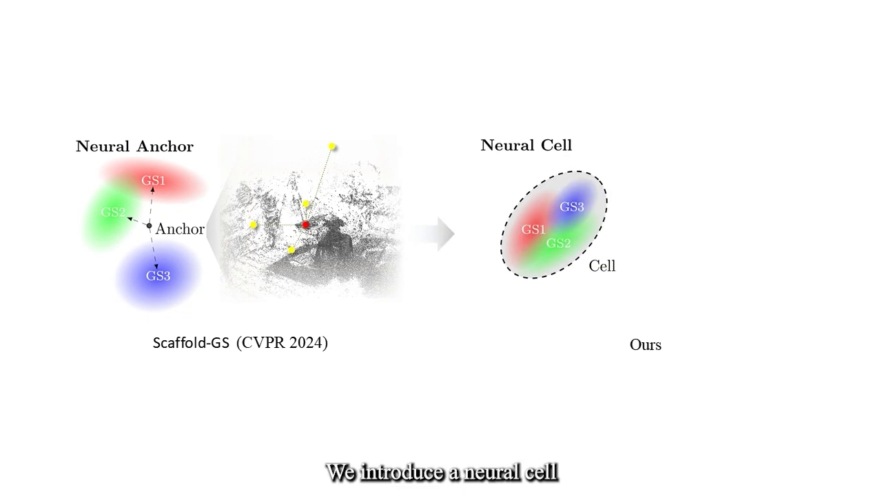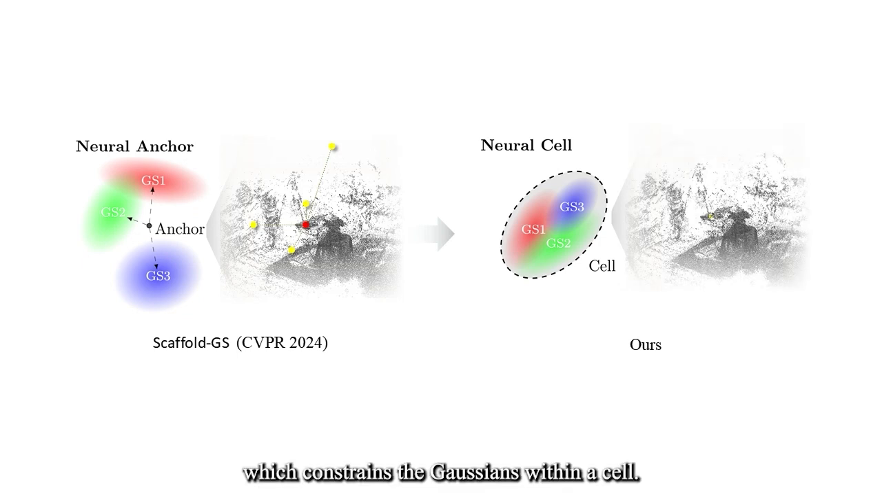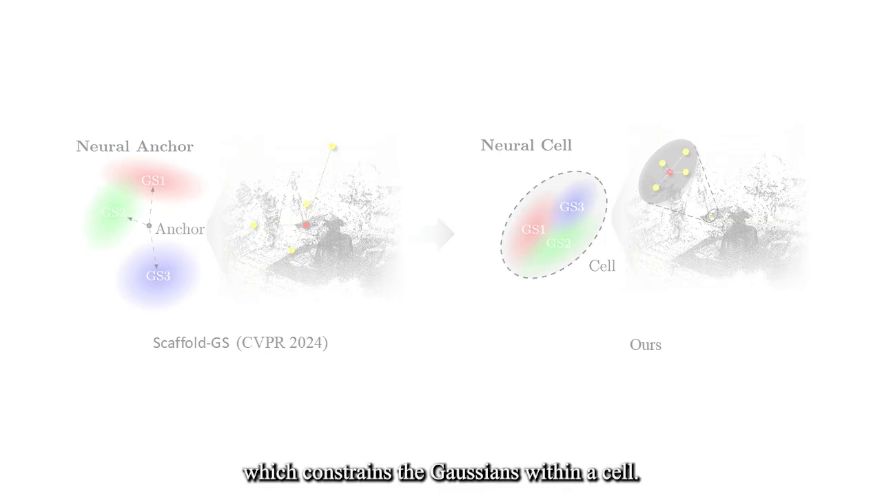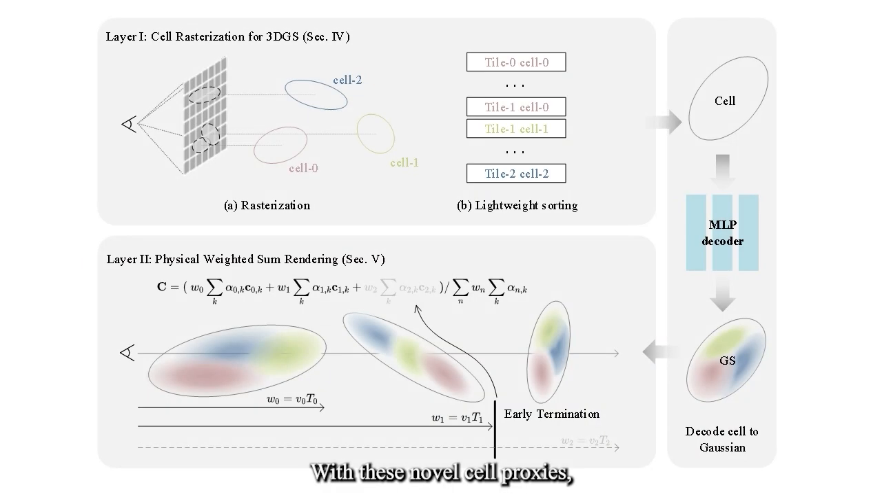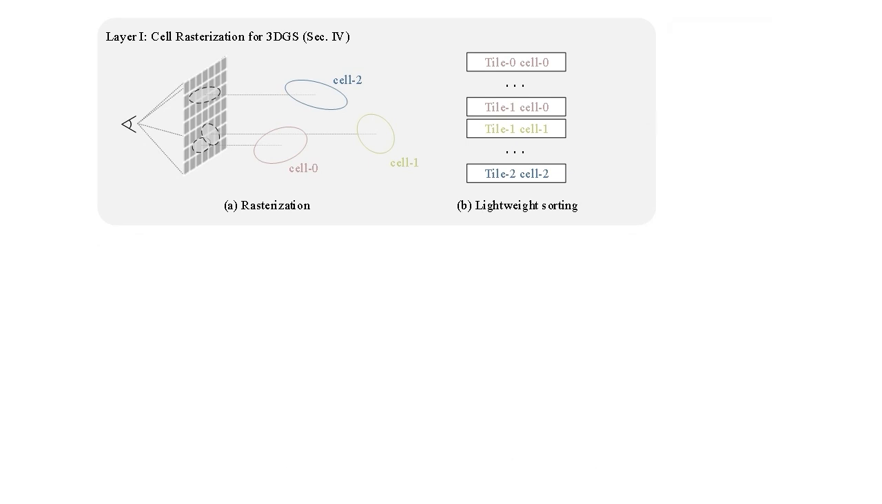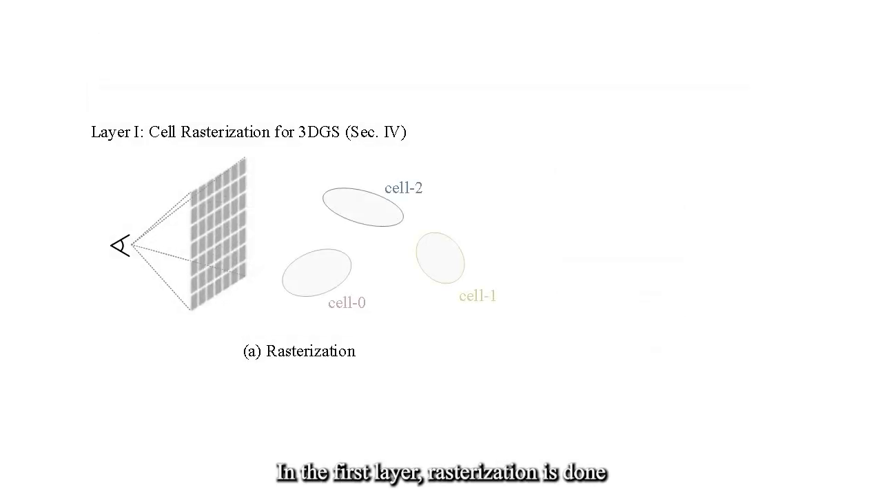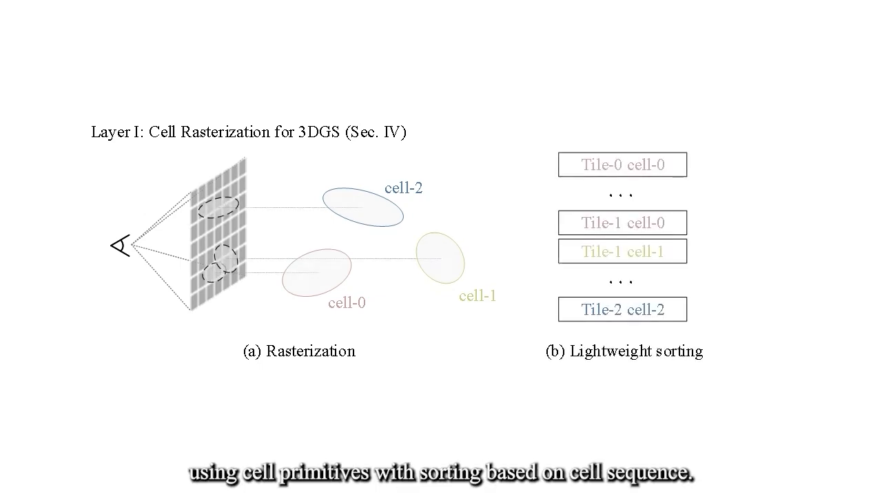We introduce a neural cell that encodes local Gaussians using an ellipsoid proxy, which constrains the Gaussians within a cell. With these novel cell proxies, we create a dual-layered hierarchy. In the first layer, rasterization is done using cell primitives, with sorting based on cell sequence.